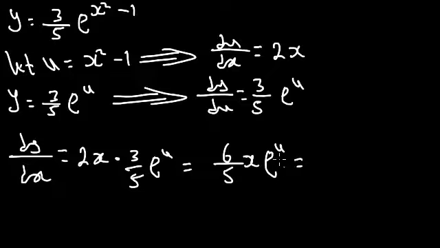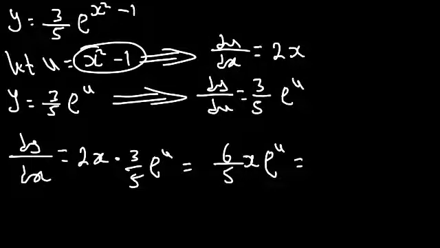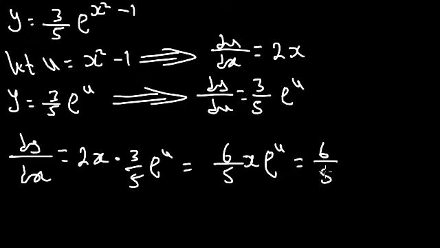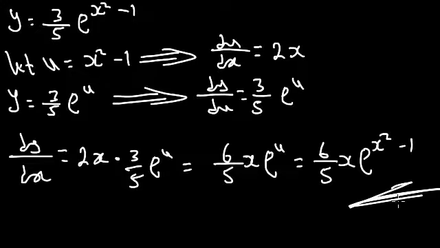If you could remember, or recall vividly, earlier I said that if the question is given to you in terms of x and you made a substitution in terms of u, you must end up leaving your answer in terms of whatever variable is given to you. So we must replace u with whatever you said it is equal to, which is x squared minus 1 in this case. So it means our final answer is 6 over 5 x e to the power of x squared minus 1. That gives us the result to this example number 2. So that's it. On to example number 3.